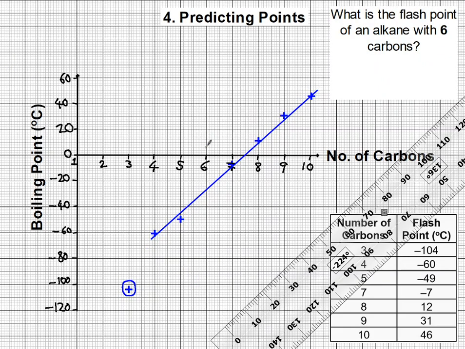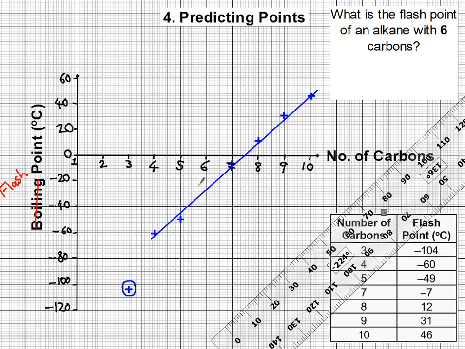Final thing is predicting points. So what would we say here is the flash point of an alkane with 6 carbons. How can we work out the flash point of an alkane with 6 carbons? And I do apologise, these all here should be flash point, not boiling point. Flash point of an alkane with 6 carbons.